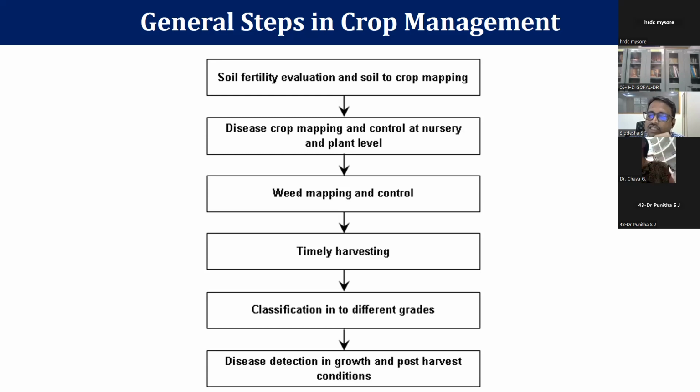And next, disease detection in growth and also post-harvest condition. Post-harvest condition means that after harvesting, we store the crop in a certain area, godown or some other place. There also there is a chance of mite attack and other problems. So that can also be captured.